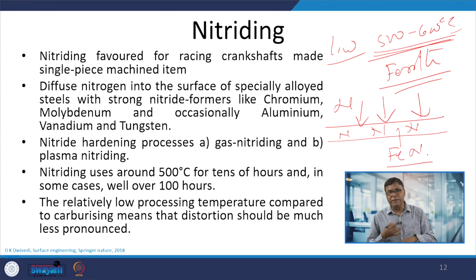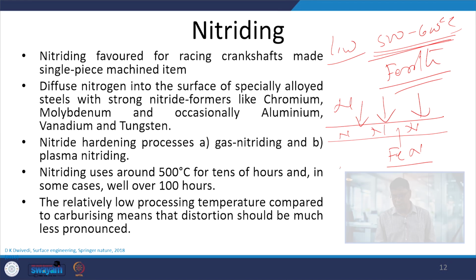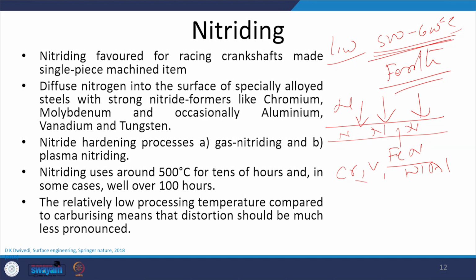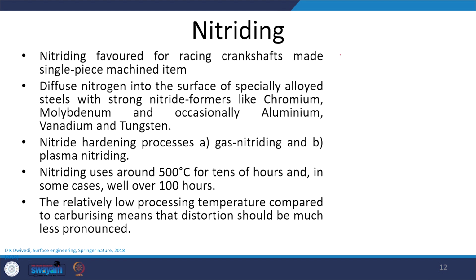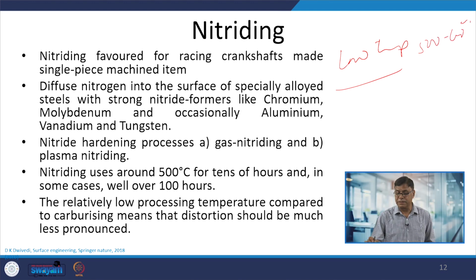But iron nitrides may not be very effective in enhancing the surface properties. So, we choose the steel for nitriding purposes in such a way that it has the desired alloying elements for forming strong, hard nitrides, like chromium, vanadium, tungsten, and aluminum. Steels having these elements will interact with the nitrogen effectively and form their nitrides to enhance the surface hardness and modify the surface properties. But the important thing to be noted is that this is a low temperature treatment, being done at 500 to 600 degrees centigrade.